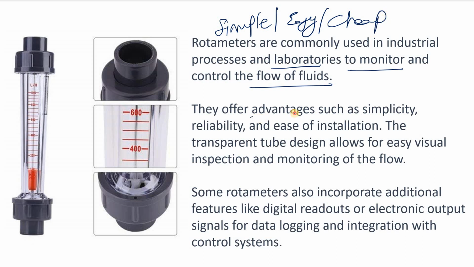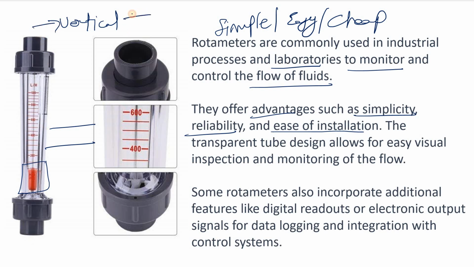When we use the rotameter, there are many advantages. For example, it is very simple in construction, there is reliability, and ease of installation. If I talk about installation, it is always installed in the vertical direction. Why the vertical direction? Because there is a float. If you install it in a horizontal direction, the float will not work. That's why the installation is always in the vertical direction.